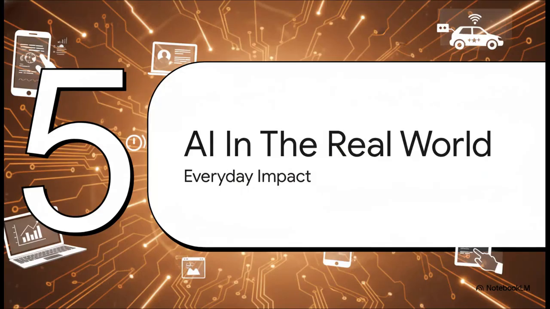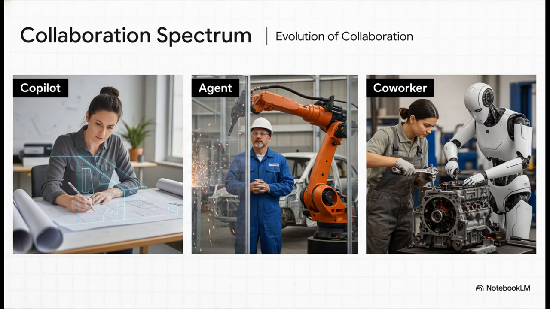Let's zoom back out and talk about why this matters to you. Part 5, AI in the real world. Out there in the real world, human and AI collaboration really sits on a spectrum. It usually starts with AI co-pilots. The AI provides suggestions and speeds things up, but you, the human, are firmly in the driver's seat.